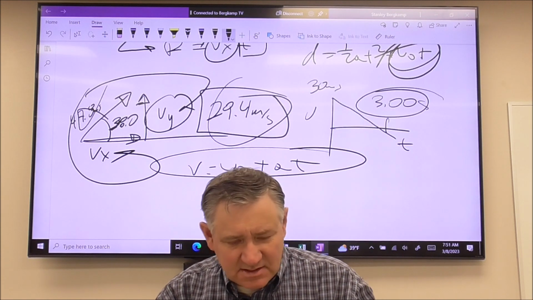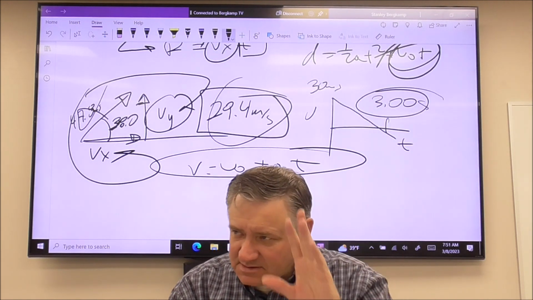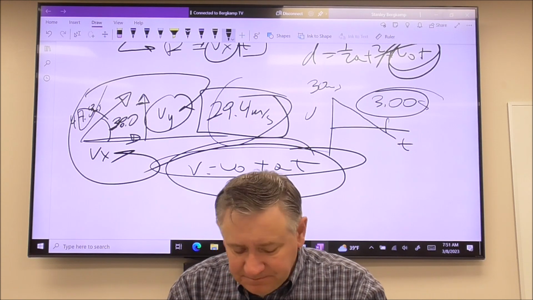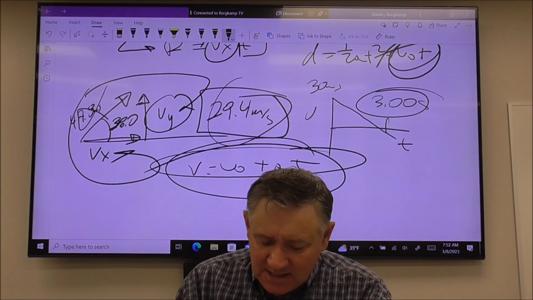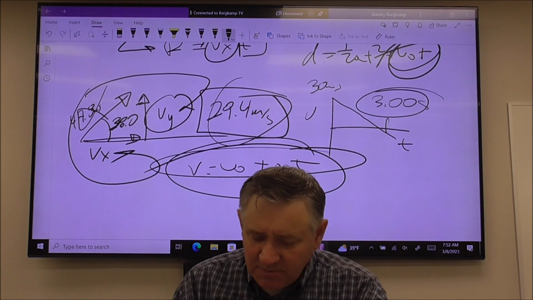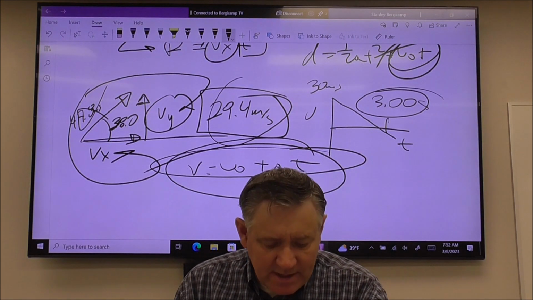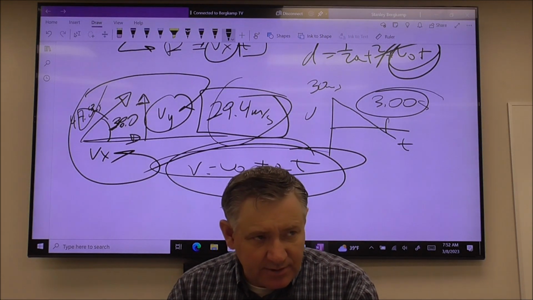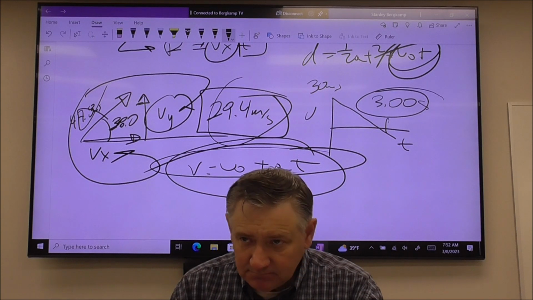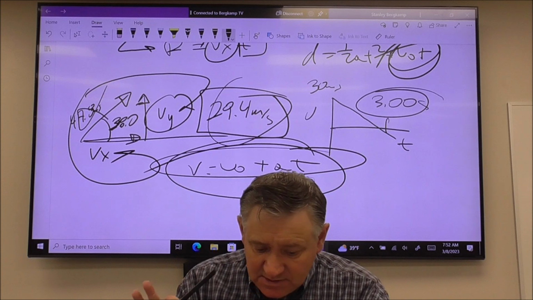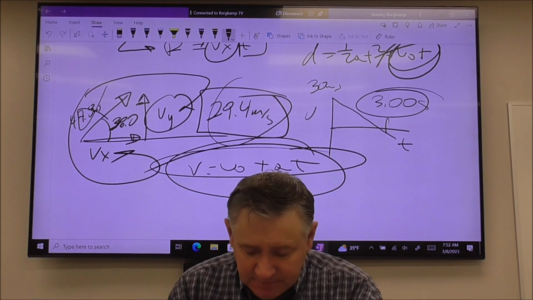Oh yeah, initial velocity, max height. Velocity goes to 0. I know my acceleration, boom, I'm off to the races. So your max height should be in the mid-40s, and your range should be around 230. Okay? Those are all kind of issues. But your max height should be in the mid-40s, your range should be around 230.